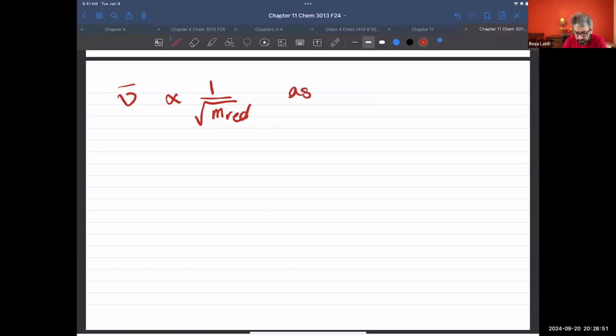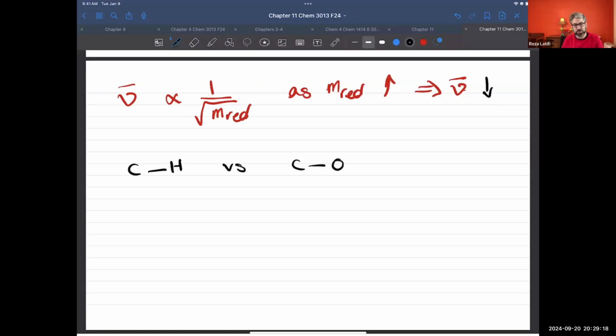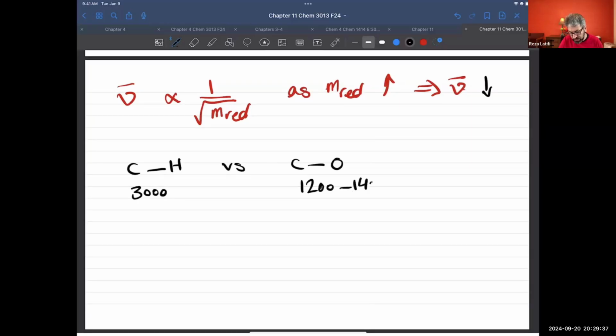As reduced mass goes up, the frequency, the wave number that you need to apply to stretch or vibrate that bond, will be less. So you're going to spend a higher amount of energy to vibrate CH versus CO. And this is the reason that, for example, for CH, it depends on the hybridization, it can be around, for example, 3,000. Well, for CO, again, it depends what you're dealing with, it can be around 1,200 to 1,400. That's the CO bond stretch.